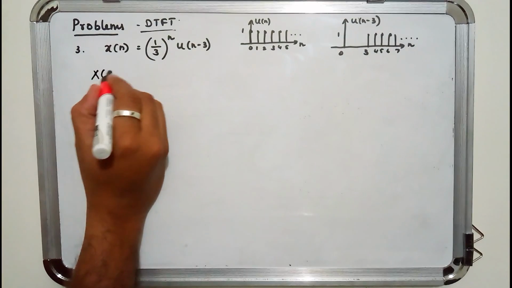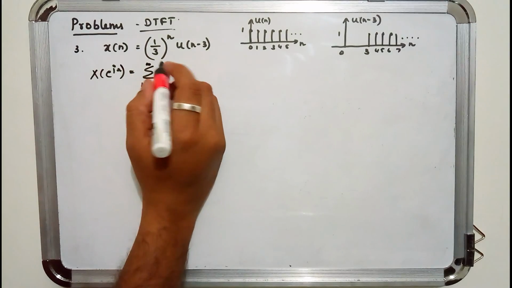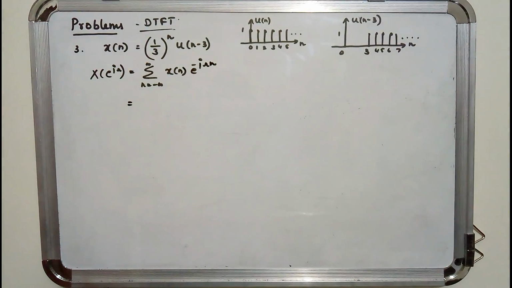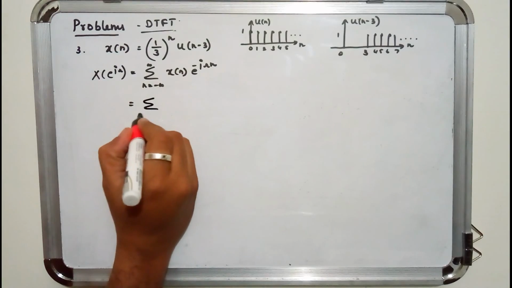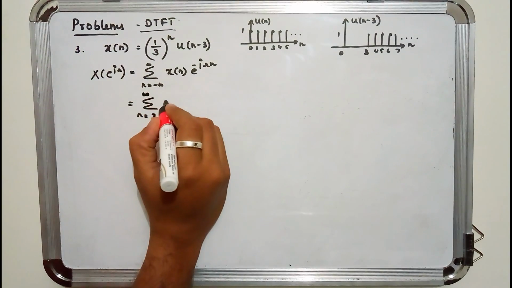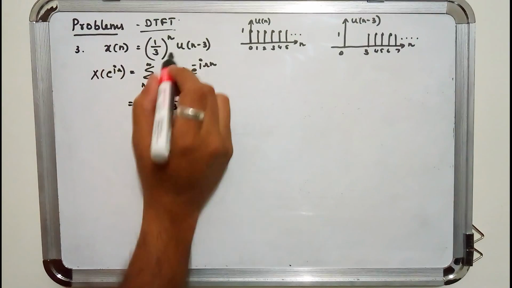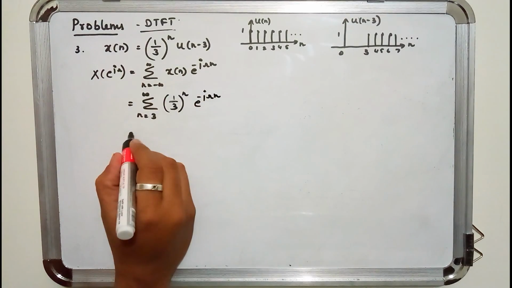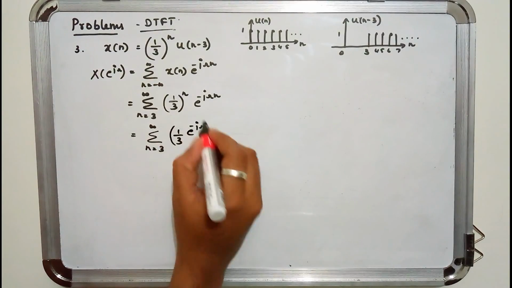So from our basics, X of e power j omega is equal to summation n is equal to minus infinity to infinity x of n e power minus j omega n. Now since you have u of n minus 3, it starts from 3 to infinity. My lower limit will be n is equal to 3 to infinity. And what is x of n in that range? It is 1 by 3 power n. What is u of n minus 3? Its amplitude is 1. So e power minus j omega n. Now this can be written as summation n is equal to 3 to infinity of 1 by 3 e power minus j omega, whole power n.